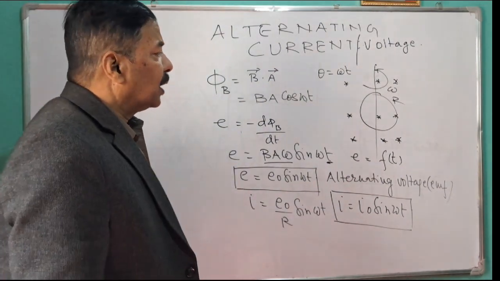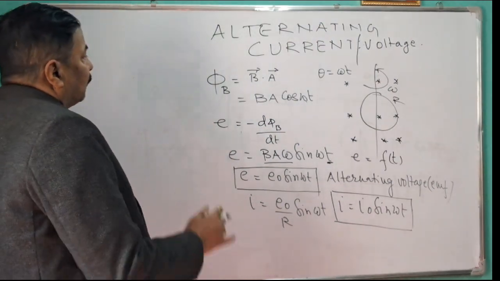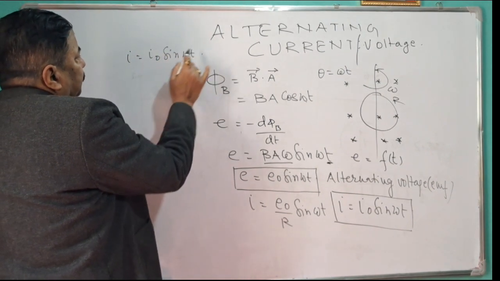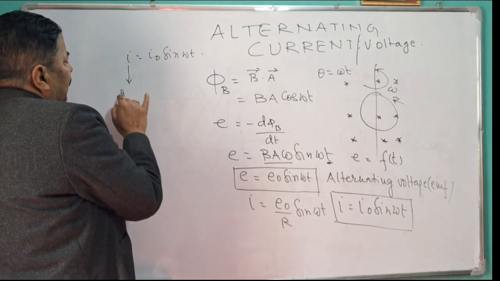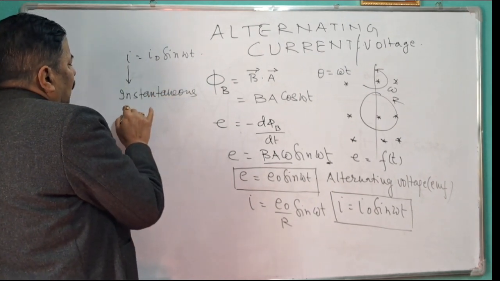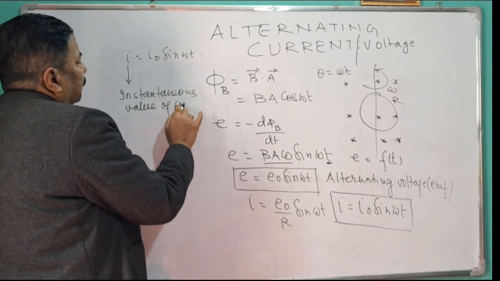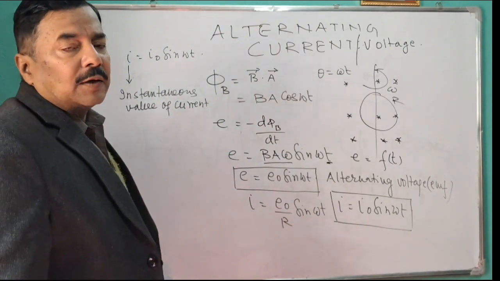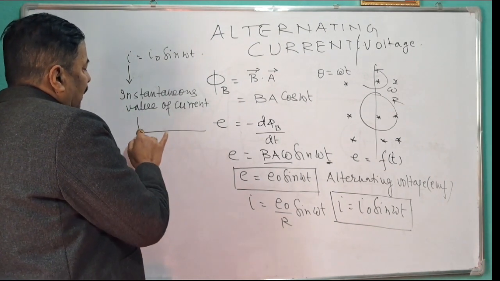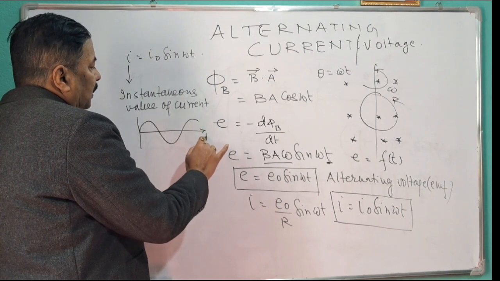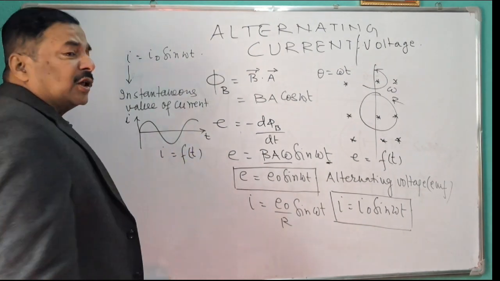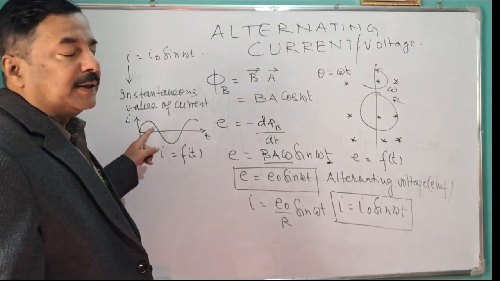Now here are a few things you are supposed to understand definitely. When I write I equals I naught sine omega t, then this I is called the instantaneous value of current. What does it mean? It means that at a particular instant, on the sine curve, the current is a function of time. Time is changing, so the current is continuously changing. So this is your instantaneous value of current.